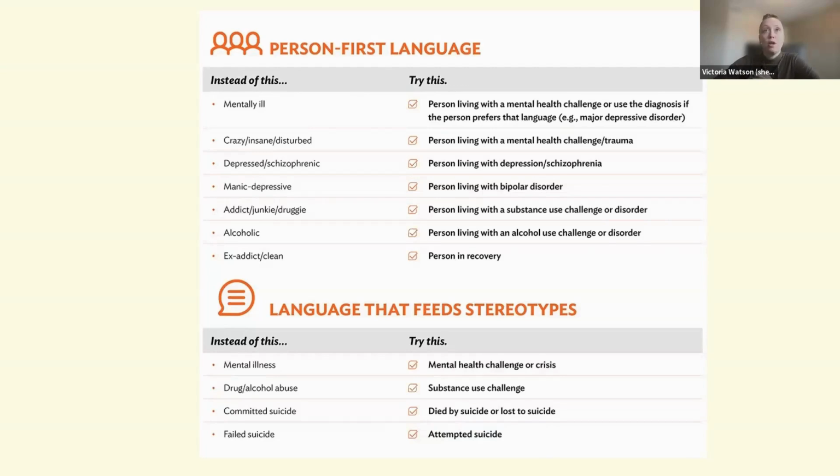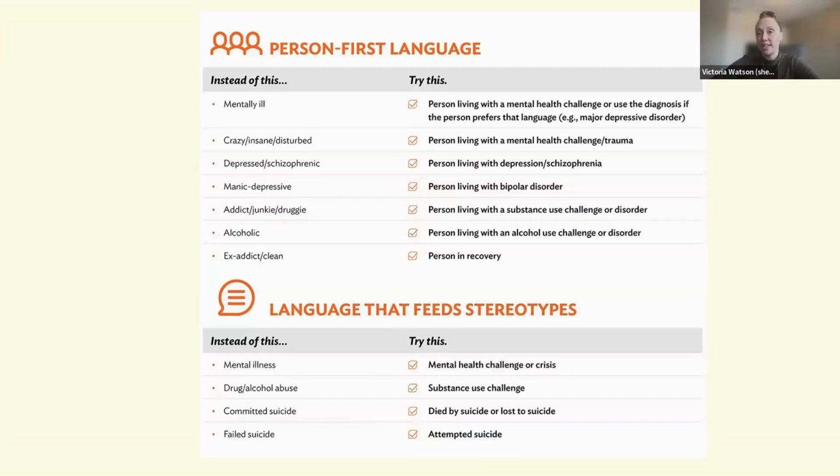For example, when someone may be experiencing or living with a mental health disorder, it would be a person living with depression rather than someone who is depressed. For alcoholic, a person living with an alcohol use challenge or disorder. And then, of course, that term recovery, a person in recovery rather than someone who we might say is clean or an ex-addict. And this all takes time too.